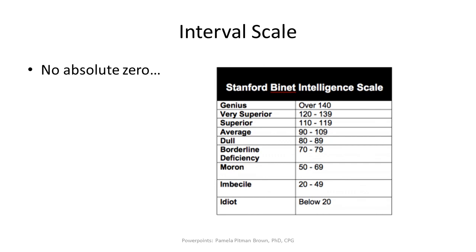And I like to use the concept of the Stanford-Binet intelligence test. So there is no absolute 0. All we're saying is there is a level from genius to, and these are clearly not politically correct terms anymore, a deficiency from the standpoint of 70 to 79. If you notice on the scale, though, there is no 0. It just simply notes that it's below 20.